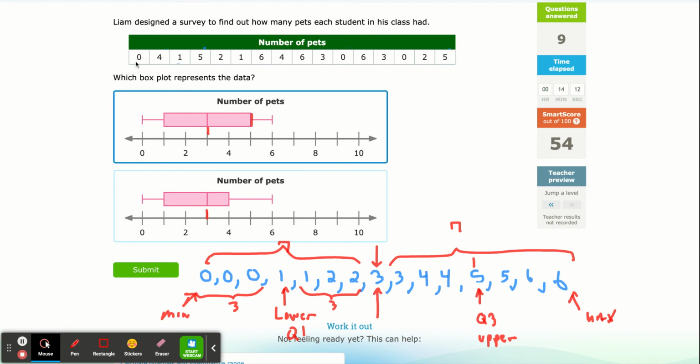So that's what you'll need to do with these, is you'll need to write them out on a sheet of paper in order, find the middle number, and then find the middle of the bottom half and find the middle of the top half. And those are your lower and upper quartiles.